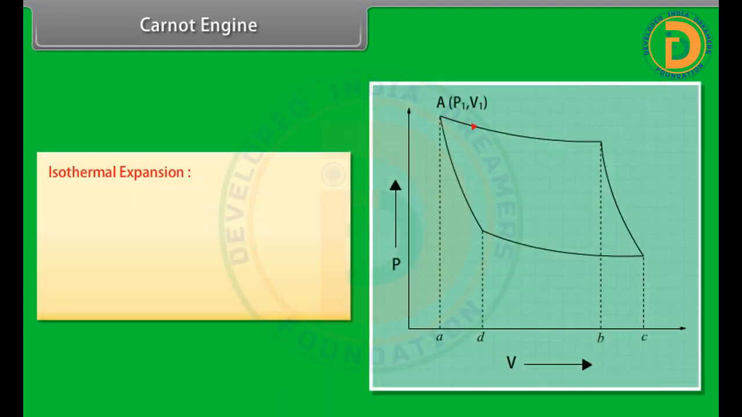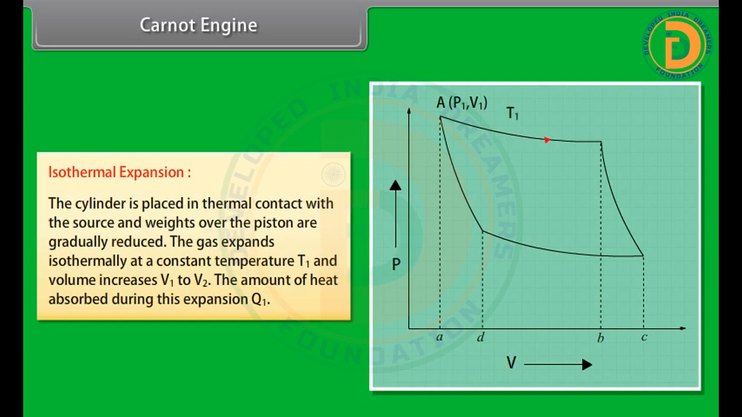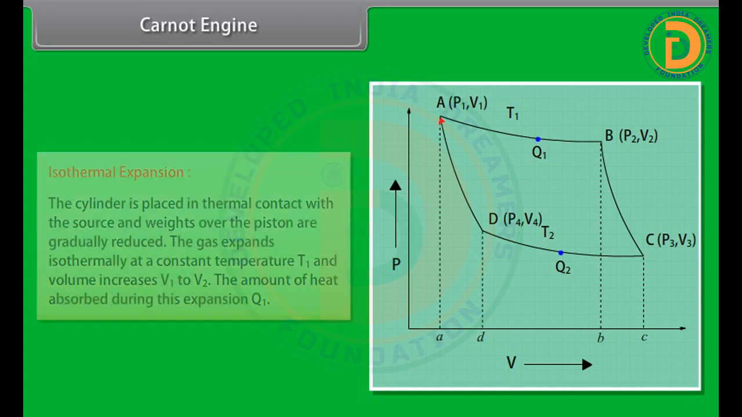Isothermal expansion. The cylinder is placed in thermal contact with the source and weights over the piston are gradually reduced. The gas expands isothermally at a constant temperature T1 and volume increases from V1 to V2. The amount of heat absorbed during this expansion is Q1.